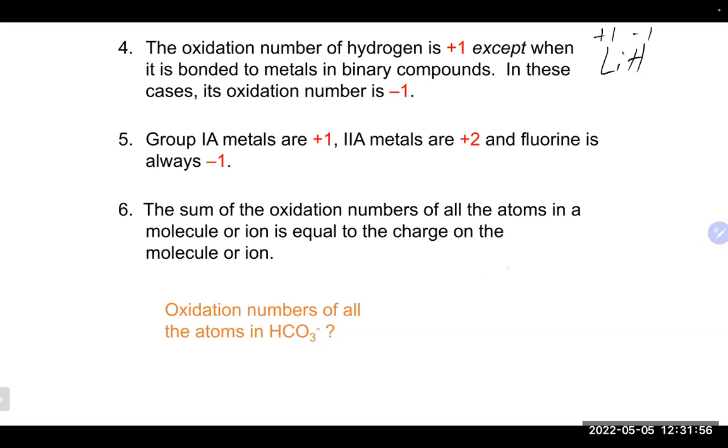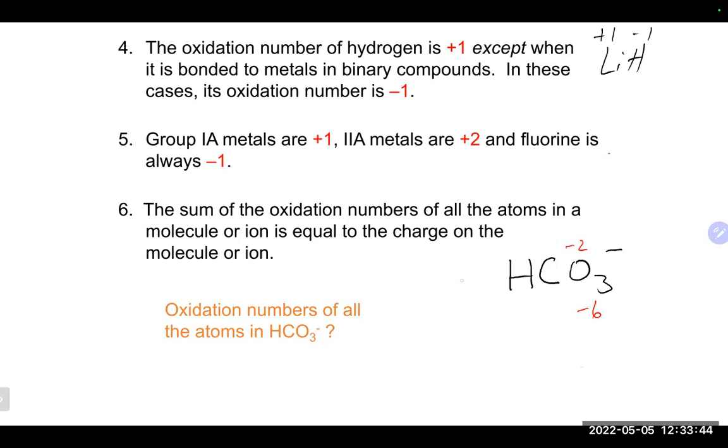So why don't you give this one a go and see what you come up with. What are the oxidation numbers for everybody in bicarbonate? Okay, let's take a look. Like I said, in a situation like this, where you've got 3 elements, usually you want to start with the oxygen if it's there. Go on the outside and save the guy in the middle for the end. So if we started with the oxygen, it would be -2. There are 3 of them, which gives you an overall charge of -6.